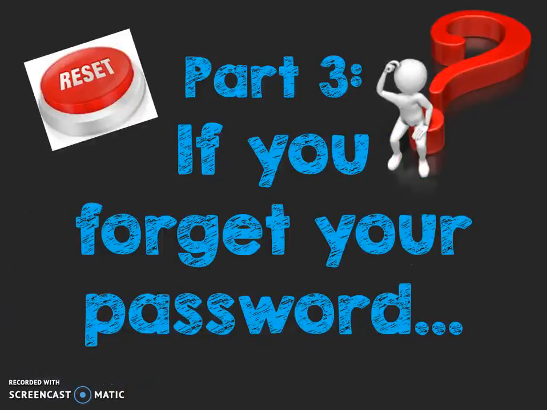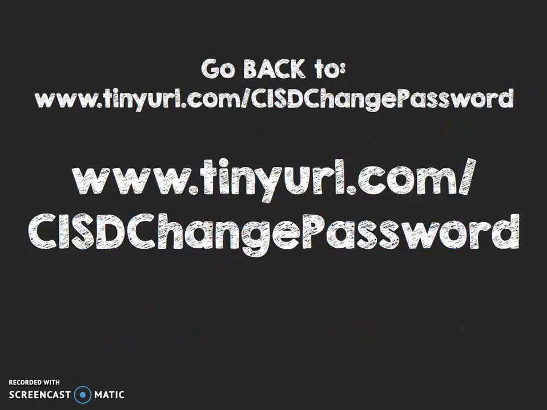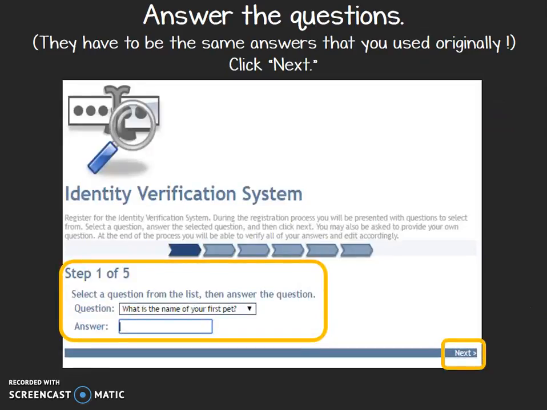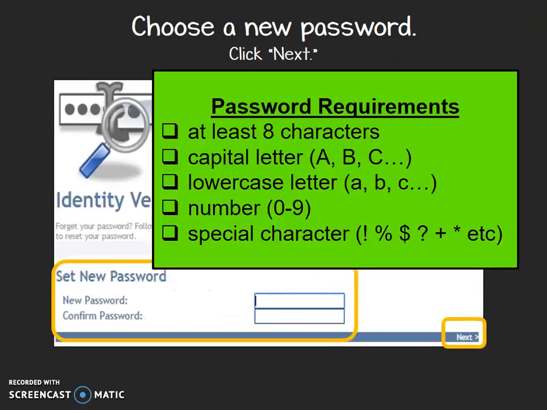Now, if you ever forget your password in the future, here's what you're going to do. You will go back to tinyurl.com/CISD change password. You'll do the exact same thing that we just did, put in your ID number and click Forgot Password. And it will take you through this whole process again of answering your 5 security questions and creating a new password. So you can do this next month if you want to. You can do it tomorrow if you have forgotten your password. You will have to do this again every year. So it'll be an annual process that you go through, but you'll know how to do it.